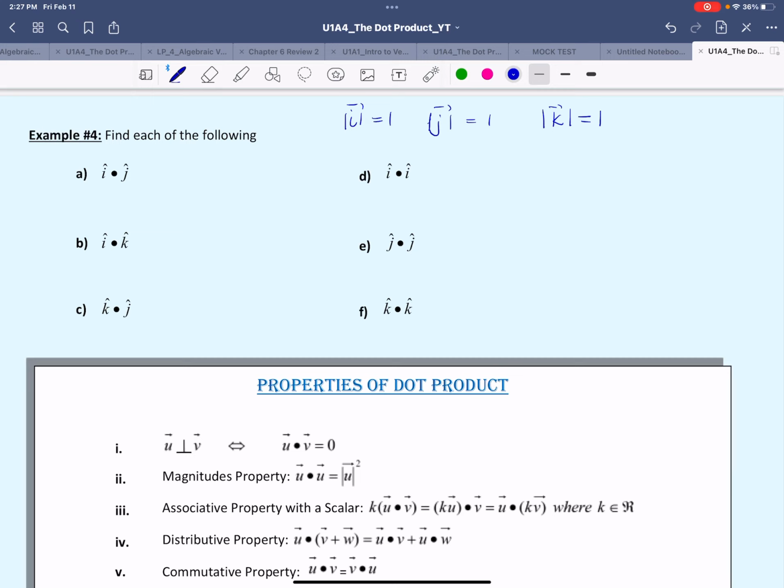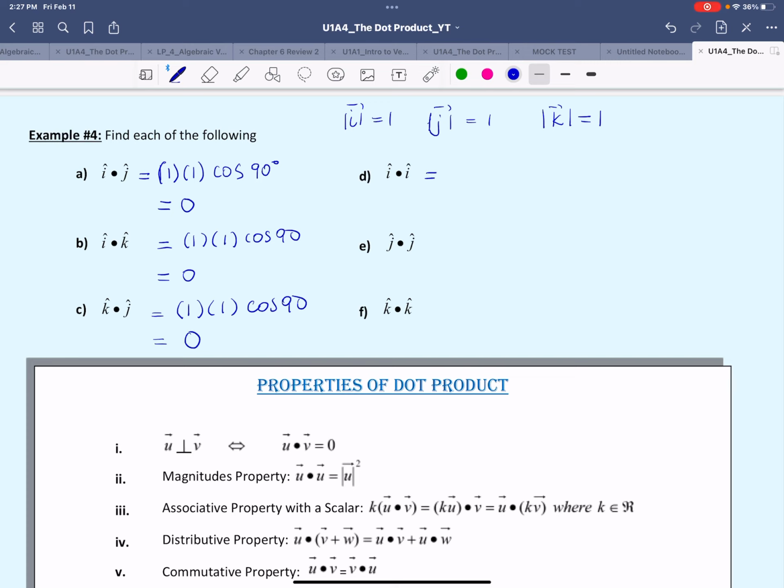So what we're going to do this time is find what the dot product of different combinations of unit vectors would equal. i dot j, remember their magnitudes are 1, so we have 1 times 1, and the angle between i and j is 90, so that will make the dot product ij 0. i dot k, same idea, the angle between them is 90, cos 90 is 0, dot product 0. k and j, 1 times 1, cos 90 is 0, so the answer will be 0.